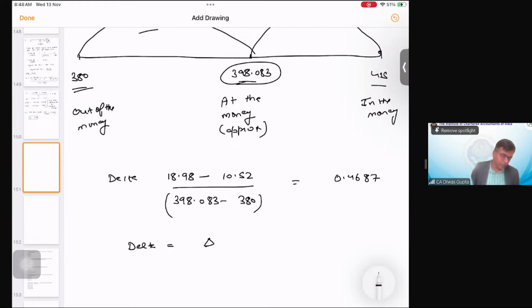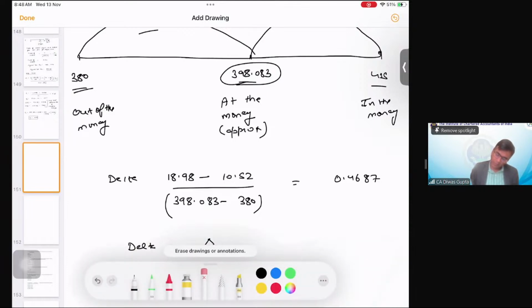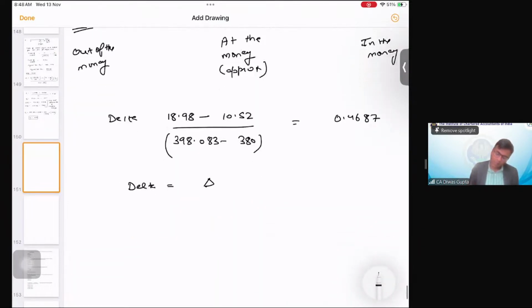Delta will become change in premium, right? Change in the call premium divided by change in spot price. So this symbol is actually called change. Delta is also change, right? Whatever we, in layman terms, delta also denotes a change. Okay.